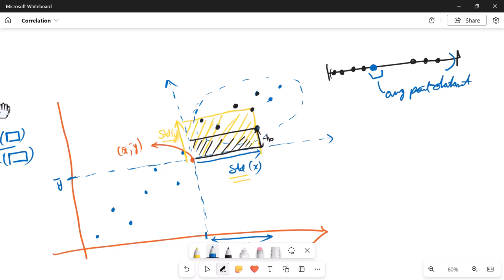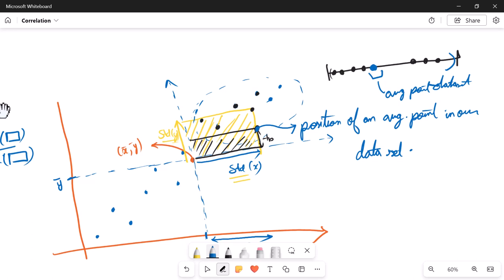So what we have actually done in the numerator part is that this particular vertex of our numerator rectangle is telling us the position of an average point in our data set. The position of an average point in the data set, right? So this is where an average point lies in our data set, and that is what is conveyed in the numerator part of this particular equation, the average position of a point in the data set. Where is it lying in the plane?